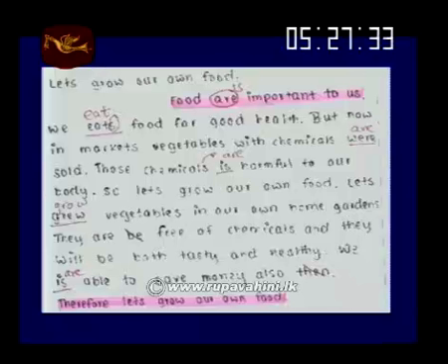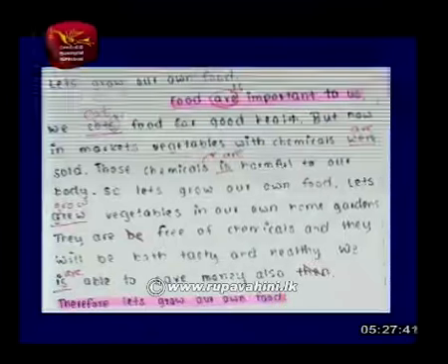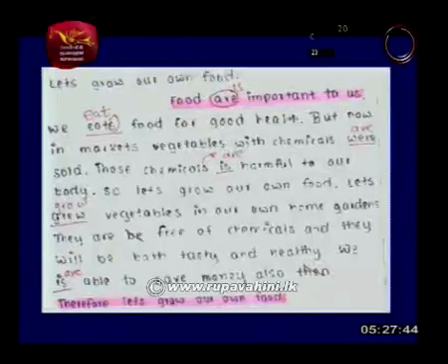Is. Food is. Let's grow our own food, children. Here we must not use the past tense, but you have to use the present tense. Food is important to us.